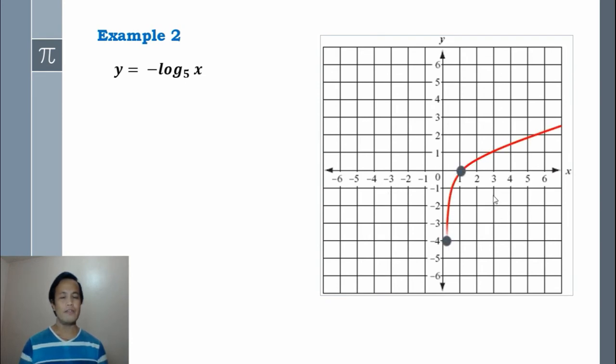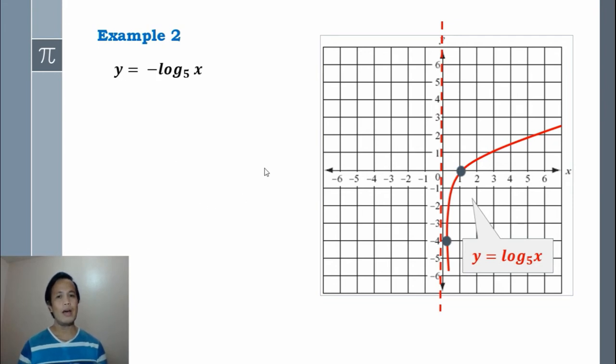We have here the graph. We have here the vertical asymptote. The graph, again, since this is in general form, will cross the point 1, 0. So this graph is the graph of the function y equals log of x base 5. As you can see, this is positive. Here, this is negative. So what will happen to the graph if we are to plot this graph here?